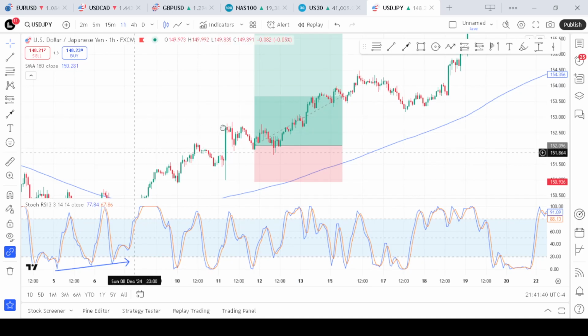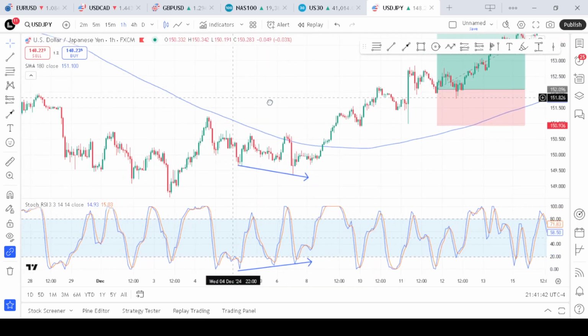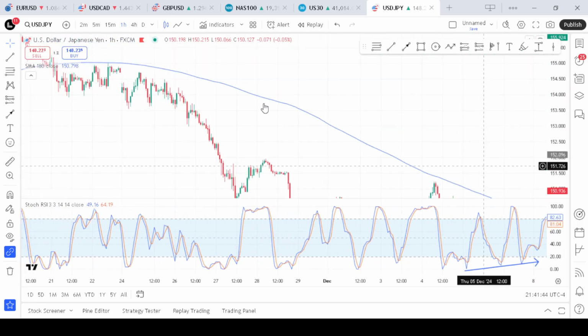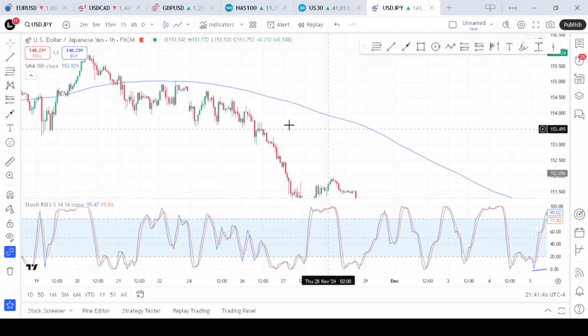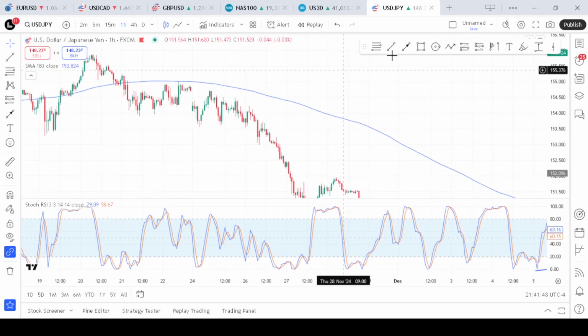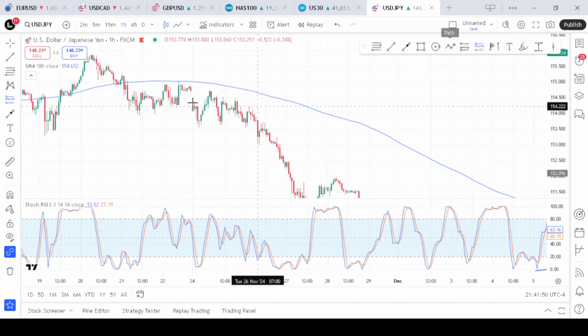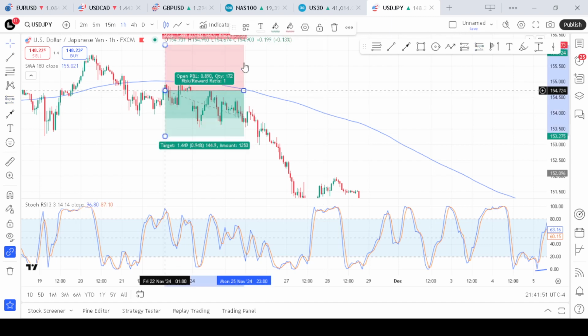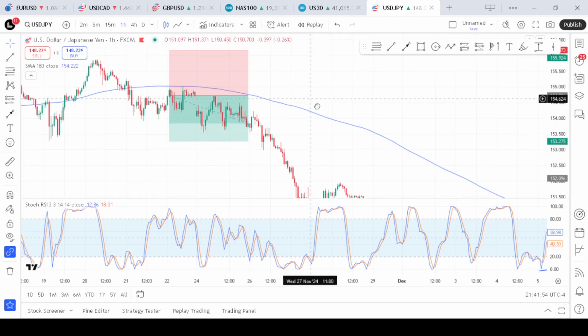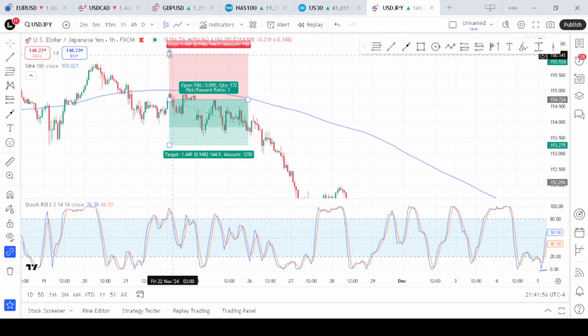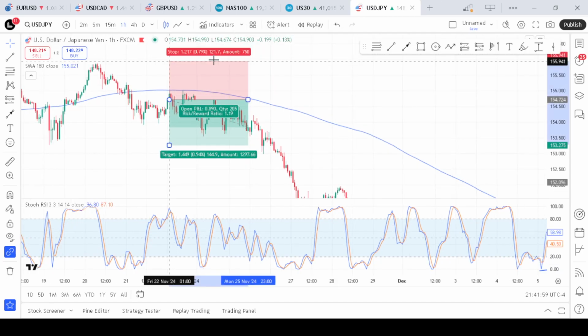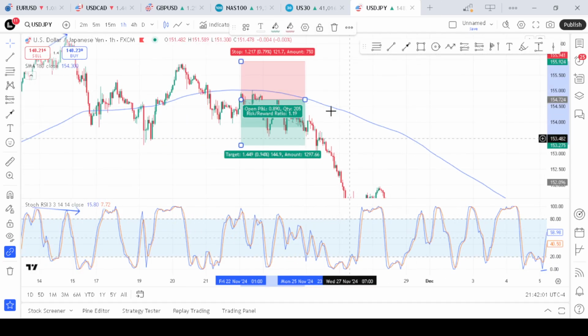We'll put it slightly below that area. Then if we are trying to take a sell trade, let's assume we take a sell trade from this area, you would have to put your stop loss at the most recent swing high. This is where you safeguard your trade.